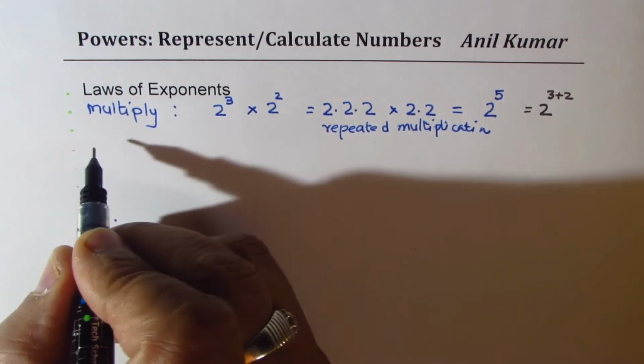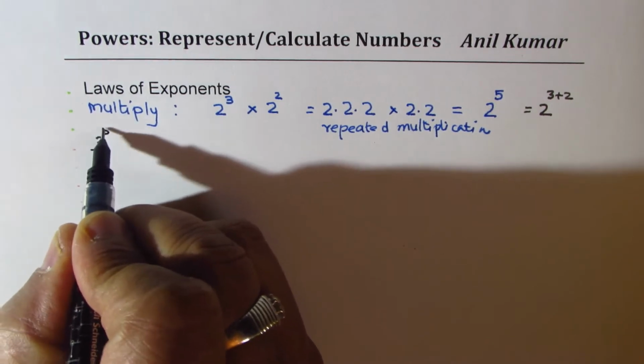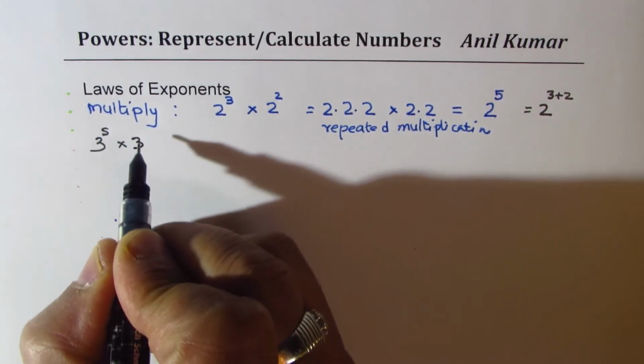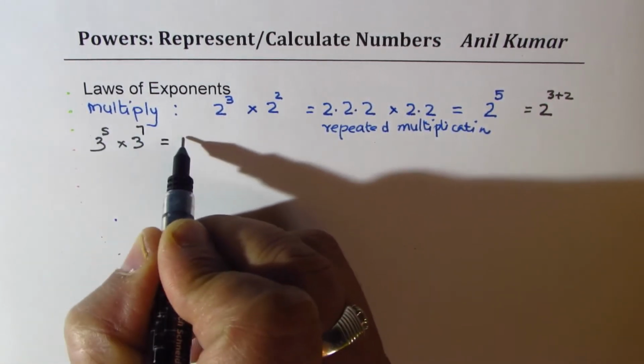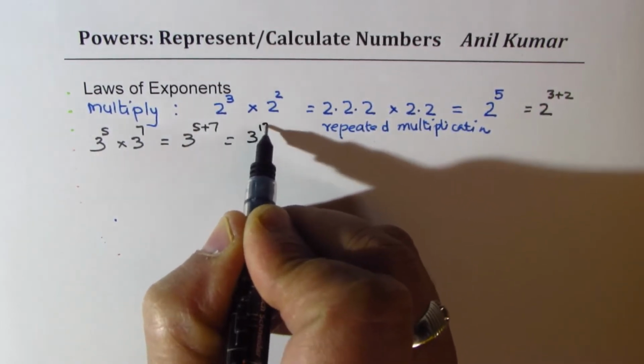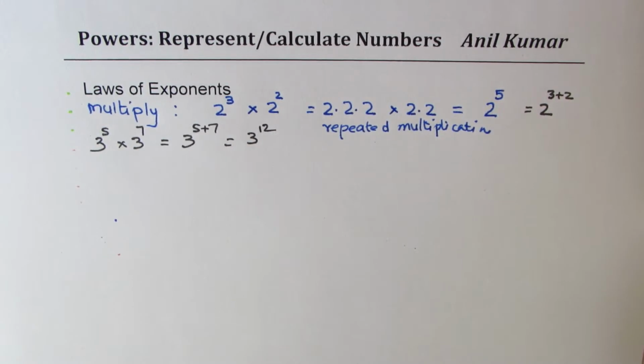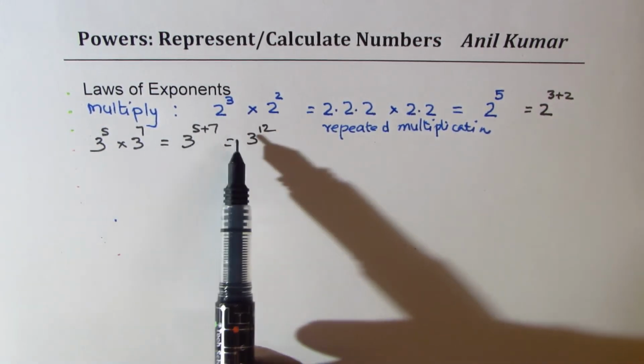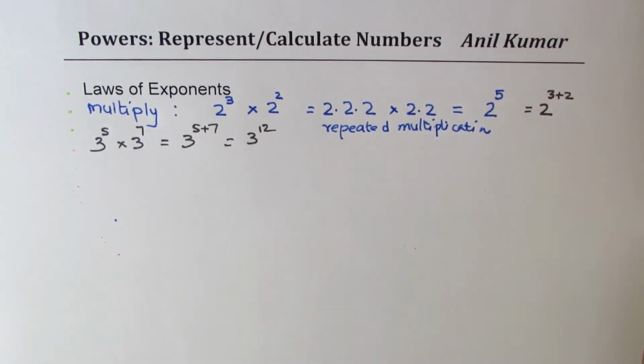Correct? So let's do some examples. If I write 3 to the power of 5 times 3 to the power of 7, it should be equal to 3 to the power of 5 plus 7, which is 3 to the power of 12. Does it make sense to you? So when you multiply, the powers get added. So that is our first rule.